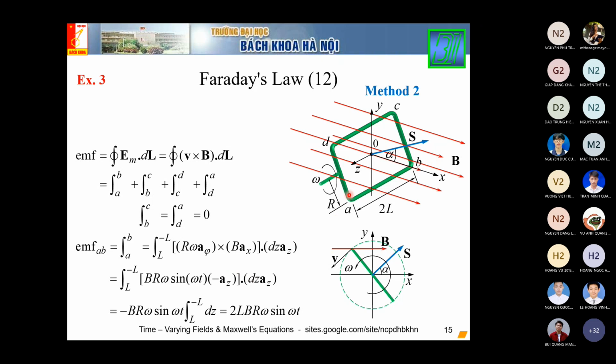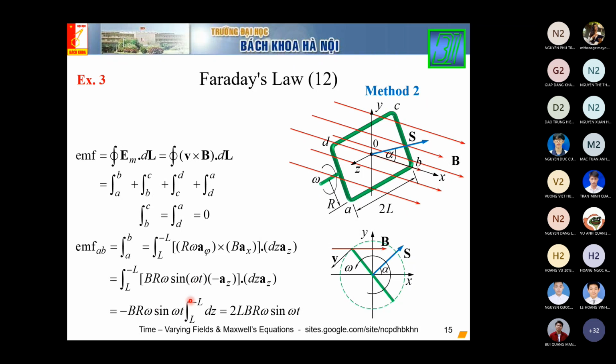From A to B here, the first term is speed. The speed of any point on this edge will be the radius, which is r, multiplied by the angular frequency, which is omega. And the direction of this rotation is tangential, so its unit vector is a phi. Okay. And B here is a B. Computing this and taking the integration, we have this one.